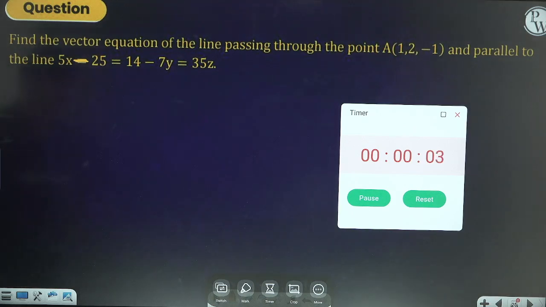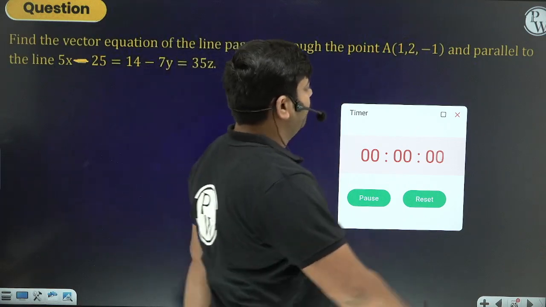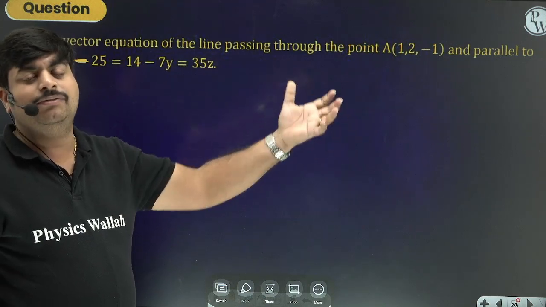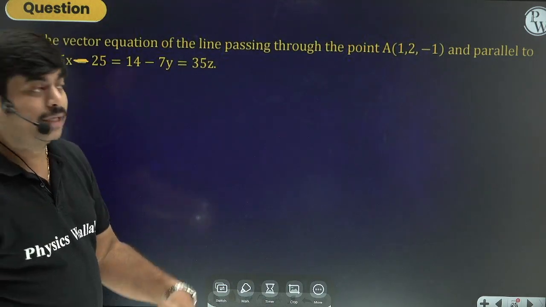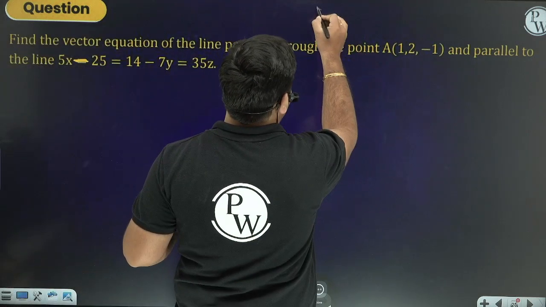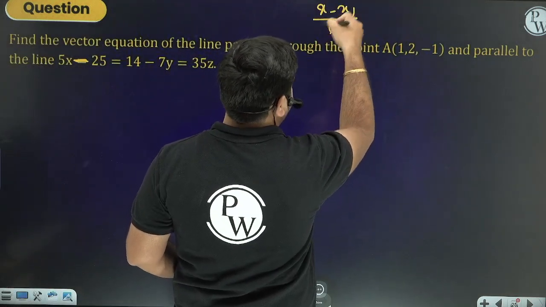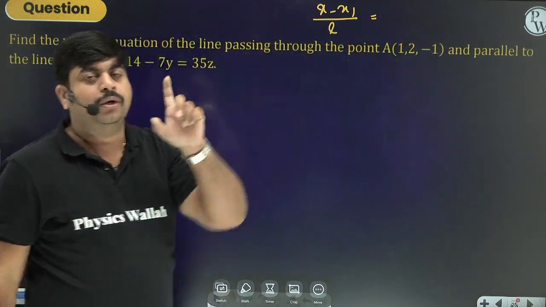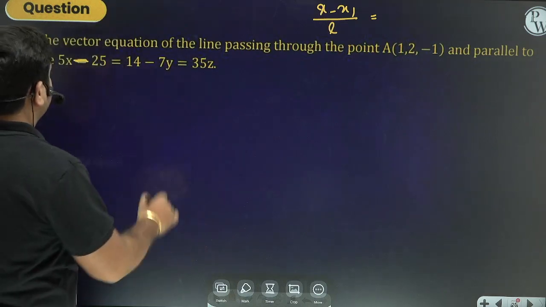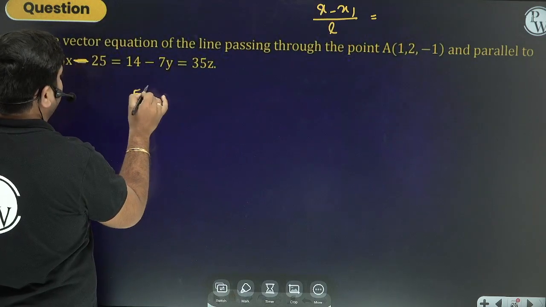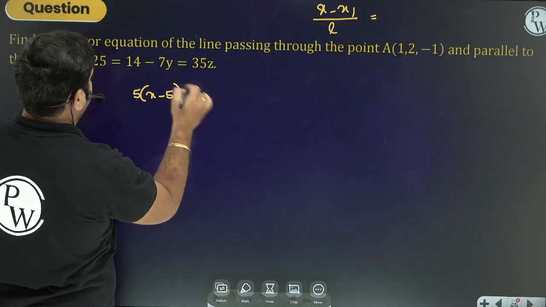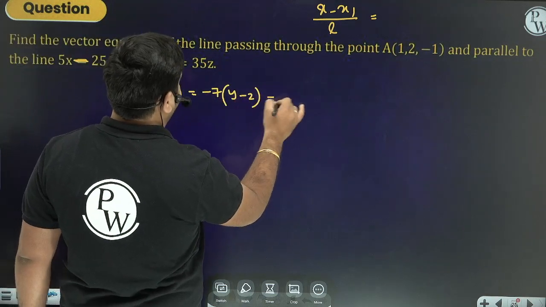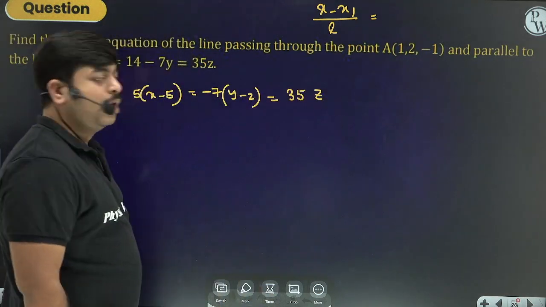First of all, we have the point, fine, but what is the parallel? When lines are parallel, the directional cosines will be the same. To get directional cosines, the equation should be in the standard format, like (x minus x1)/l1, so it's only x, not 2x, not 3x. So we need to convert this first. 5x minus 25 means 5 times (x minus 5), equal to, taking minus 7 common, minus 7 times (y minus 2), equal to 35 times z.